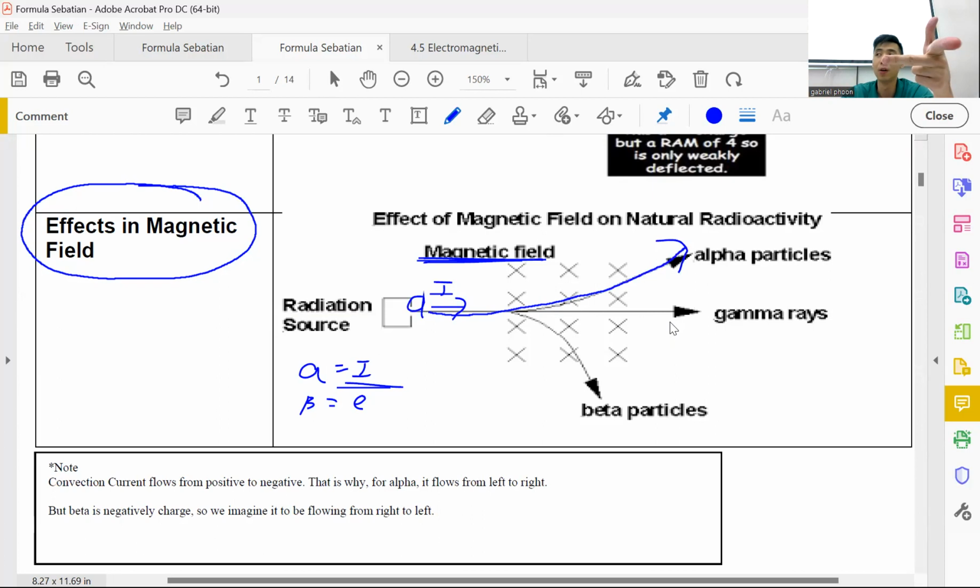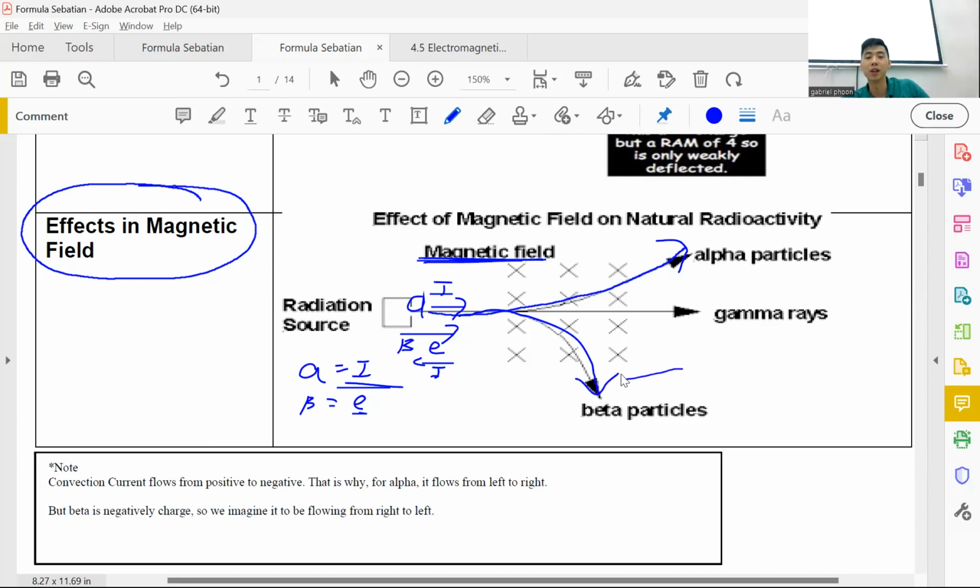And then what if I have beta particles in this direction? Just like I said, beta particles are like electrons. If electron is moving in this direction, then current will be the opposite, because electron flow and current flow are opposite of each other. So magnetic field into the screen, current to your left, you'll notice that your force is going downwards. That's why the beta particles will deviate downwards.